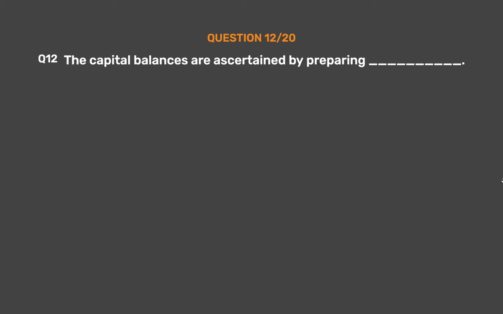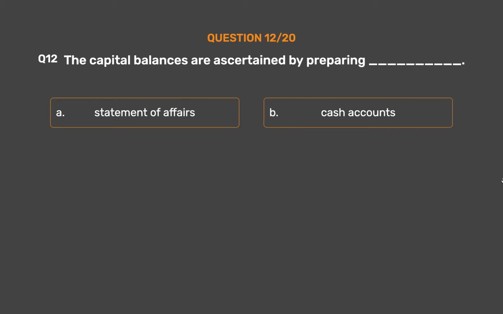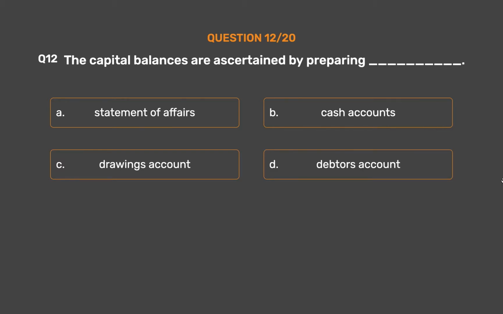Question number 12. The capital balances are ascertained by preparing underscore. Option A. Statement of affairs. Option B. Cash accounts. Option C. Drawings account. Option D. Debtors account.